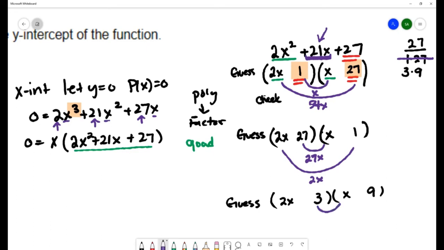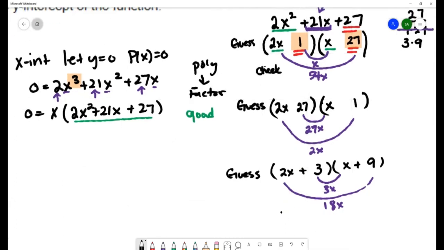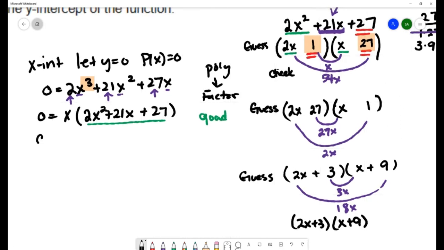Inside is 3x, outside is 18x. 18x and 3x add up to be 21x. So this is a good guess, and I just need to put my pluses here. And now I have factored this as 2x plus 3 times x plus 9, and that's the correct factorization. So I have x times 2x plus 3 times x plus 9.